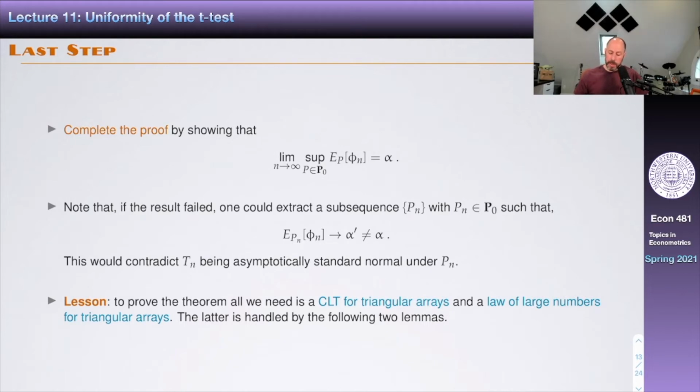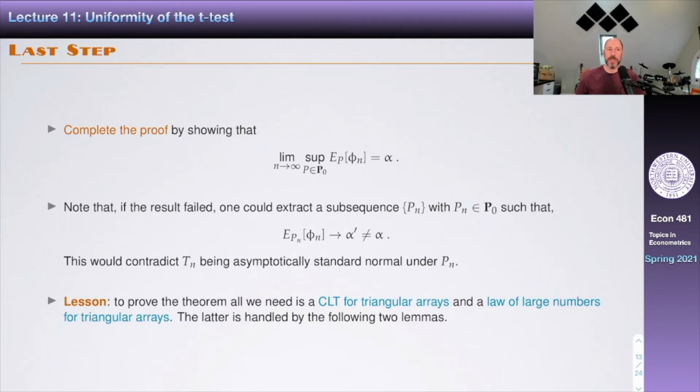So the lesson is that to prove the theorem, all we need is a CLT for triangular arrays and a law of large numbers for triangular arrays. And funny enough, proving the CLT for triangular arrays is sort of easy and standard. We're even used to that. We use it in other lectures and so on. But this law of large numbers for triangular arrays is not something that we use a lot. And actually, to my understanding, it was even developed after the CLT, and it is significantly more involved. So we're going to look at that.